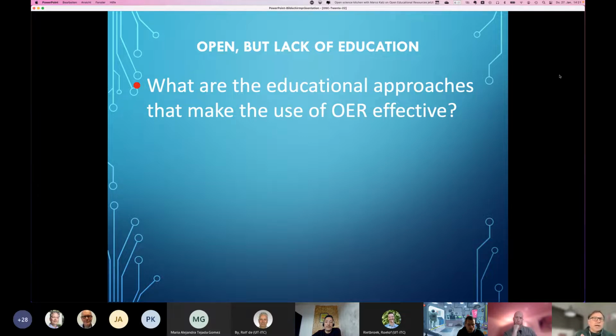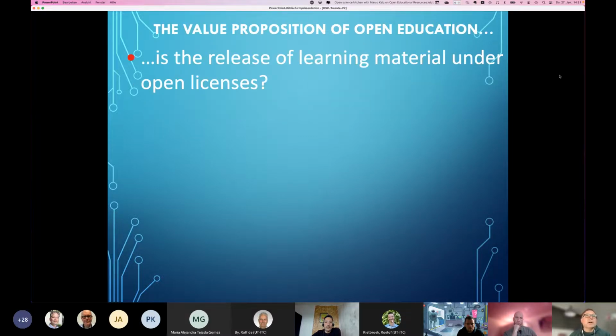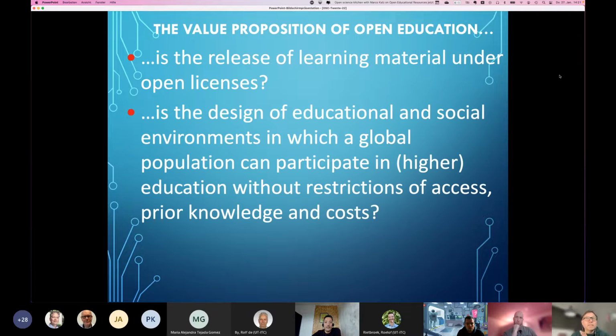So how can we actually have a theoretical, pedagogical, and didactical underpinning, and not only talk about publishing resources and then don't think about the actual use of these resources anymore? So the question is, is the value proposition of open education the release of learning material under open licenses, or should it be more the design of education in social environments in which a global population can participate in higher education without restrictions of access, prior knowledge, and costs? And this is, of course, also one of the sustainable development goals. High quality education is one thing that is part of that.